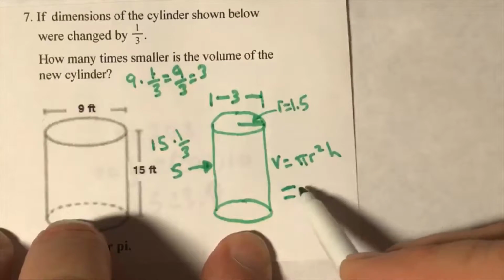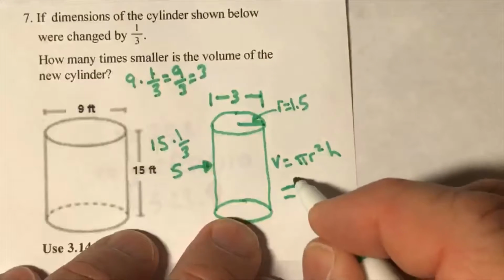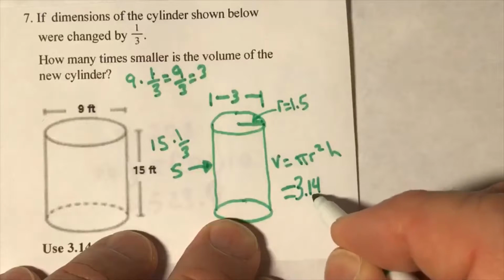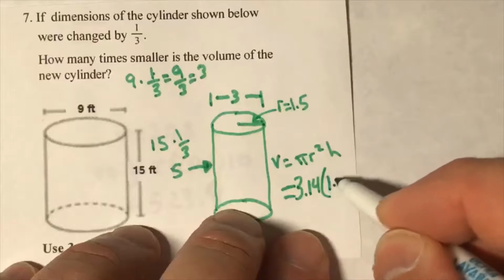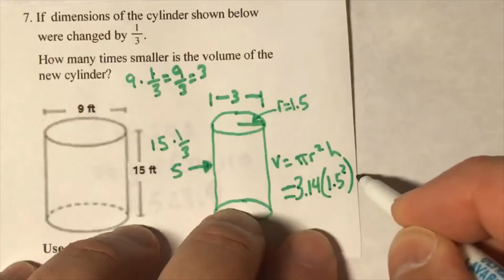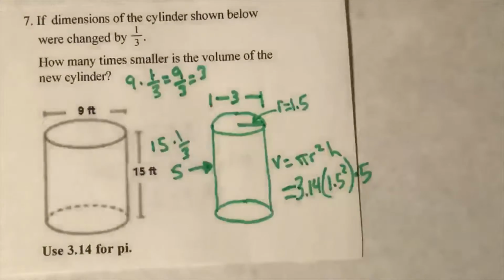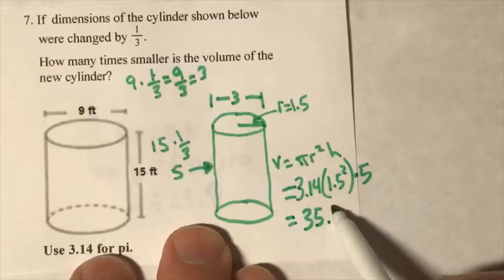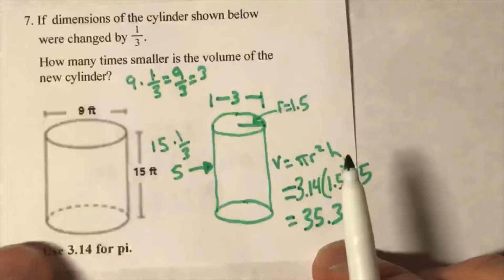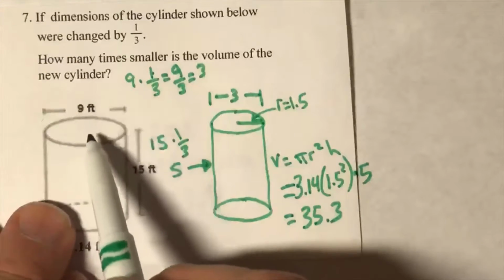If we put this in, remember it says let pi be 3.14. So we're going to replace pi with 3.14. We're going to multiply by 1.5 squared, and then times the height, which is 5. Go to your calculator. You will get this volume of 35.33.